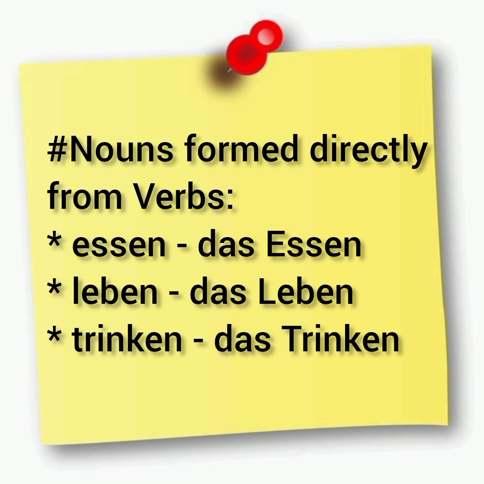Then you have trinken, to drink, das Trinken, drink. All right. So you're saying that these nouns, they've been formed directly from verbs. They're normally considered neuter. Essen, das Essen. Leben, das Leben. Trinken, das Trinken. You could come up with so many other examples like arbeiten, das Arbeiten, etc.